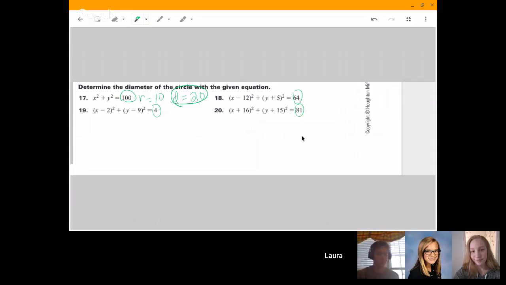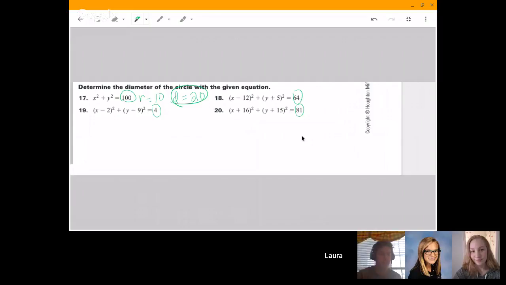So, for instance, that would make 19. Wait, 19 would be 4. So 19 would be what? It was just a little bit quiet. Christian, what'd you say? 4? Would 19 still be 4 in that case? Yeah, because the radius would be the square root of that, which is 2. And then the diameter, if you double it, would be 4. That makes sense. Good.